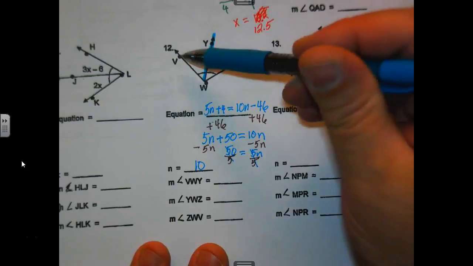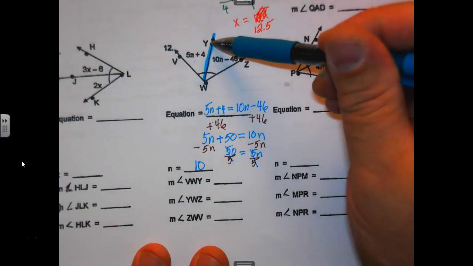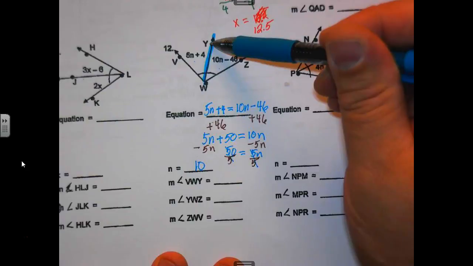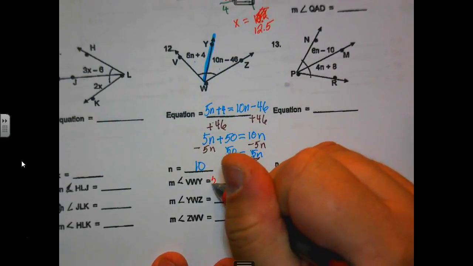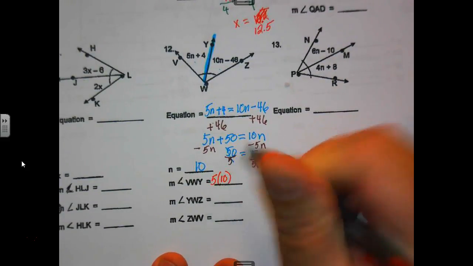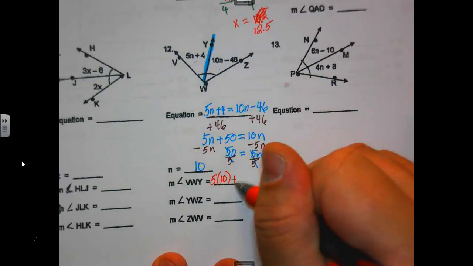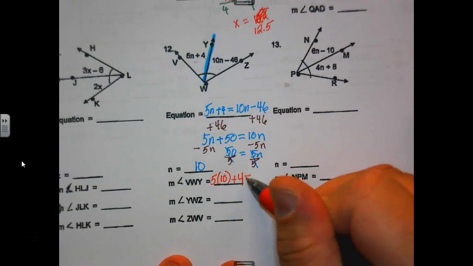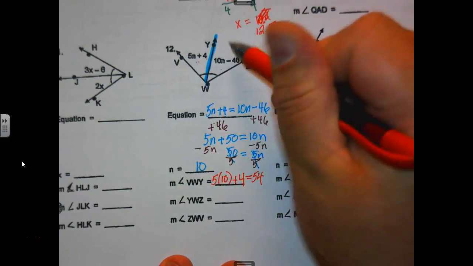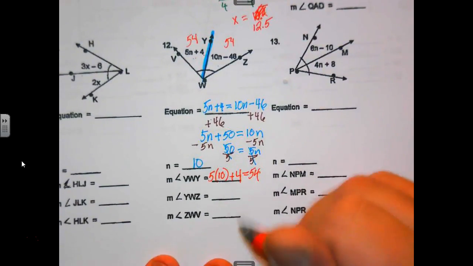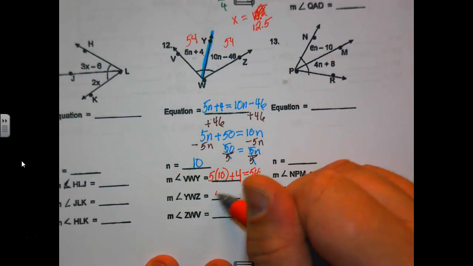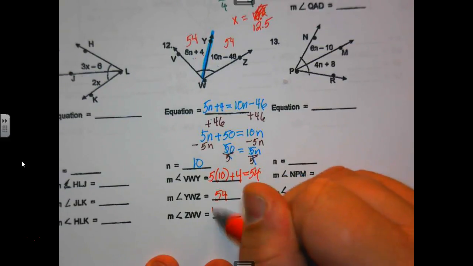Angle VWY. By the way, we only need to find the measurement of one angle, right? We can figure out everything else. VWY is 5 times my n, 10, plus 4. So it's got to be 54, which means this one's 54, which means the big angle is going to be 108.